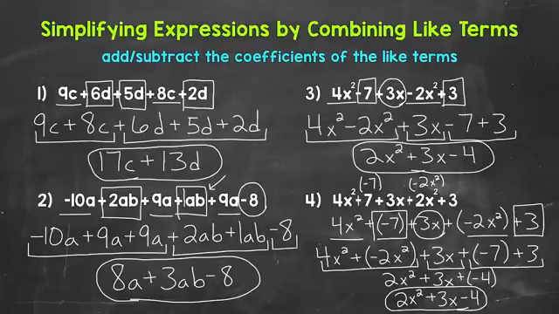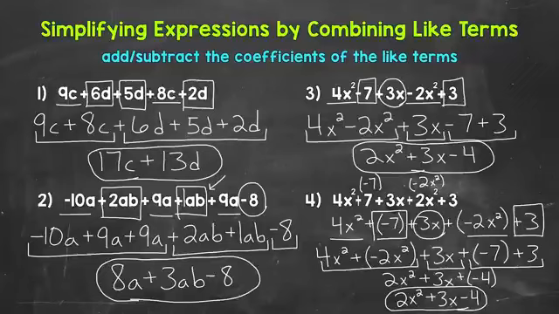For numbers 3 and 4, we have x squared, so the greatest exponent, 2. Then we have the variable of x to the understood power of 1. And then lastly, we have the constant term. So something to keep in mind when you are writing expressions. So there's how to combine like terms.